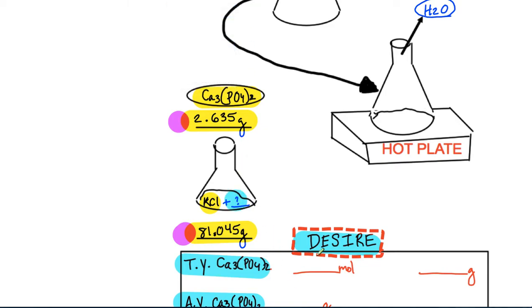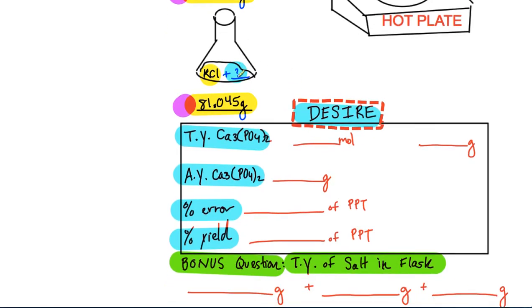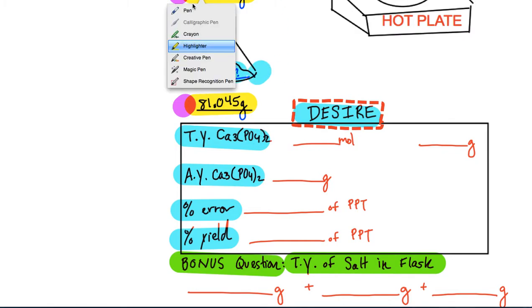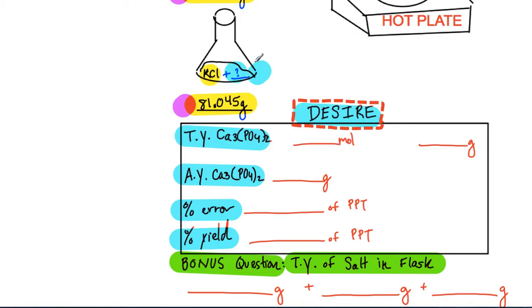Now what you need to know, the desired, I should have highlighted that as well, is you're going to want to know the other salt that is inside of your flask. And there's actually two salts that are in there. You're going to want to know the theoretical yield of your calcium phosphate in moles and in grams. You're going to want to know the actual yield of the calcium phosphate in grams, your percent error of the precipitate, your percent yield of the precipitate, and that's it. Those are the things that you are going to be asked to solve for.